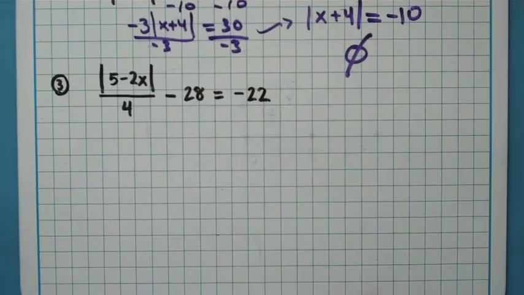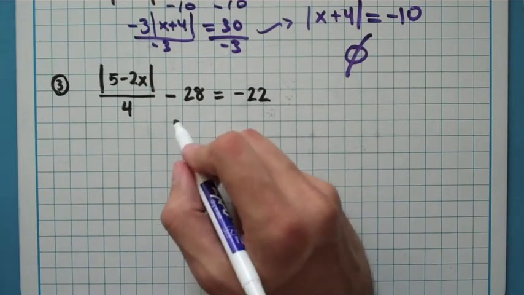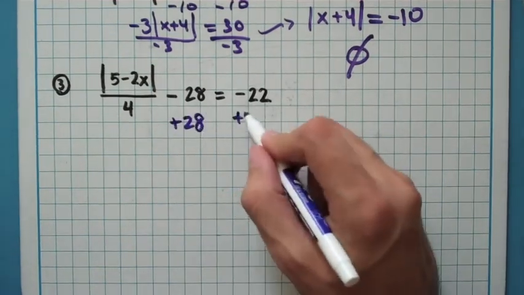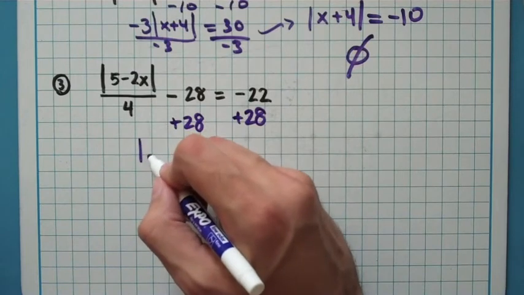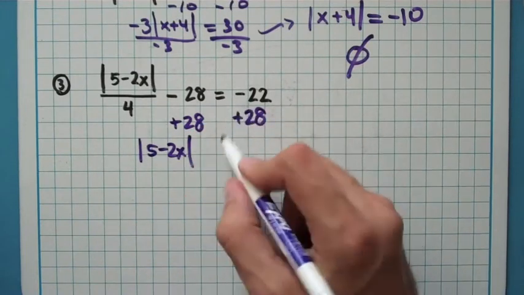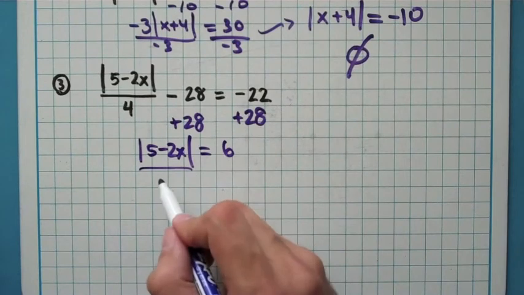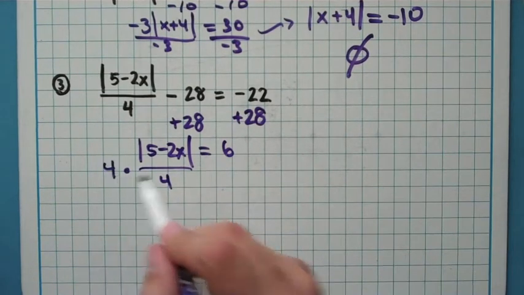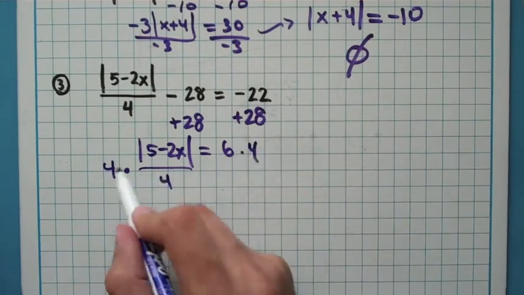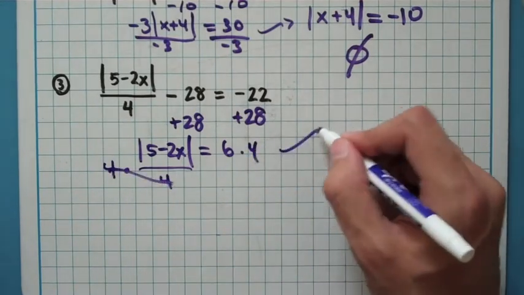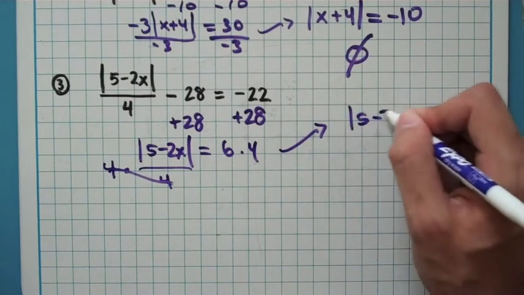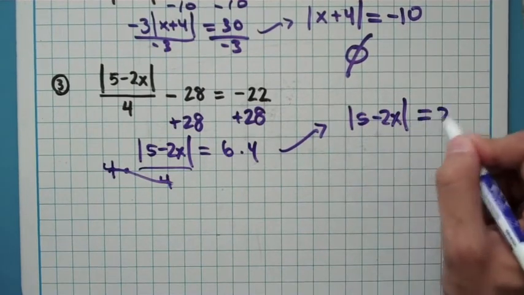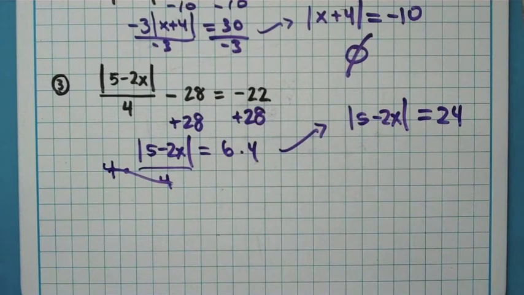So, last problem on the video here. Looks a little more complicated perhaps, but it's the same sort of idea. I'm going to go ahead and add 28 to both sides. I get just my absolute value, 5 minus 2x, over 4 equals 6. Oops, forgot my over 4. I'm dividing by 4 right here, so I'm going to multiply by 4 on both sides to cancel that out. I end up with absolute value of 5 minus 2x equals 24. I have an absolute value equal to a positive, which is a good thing. Now I'm just going to solve it.